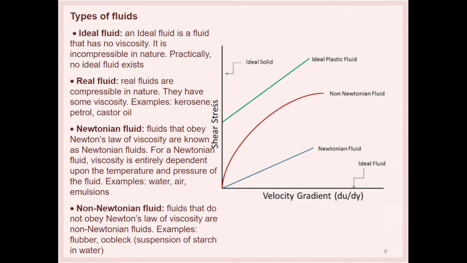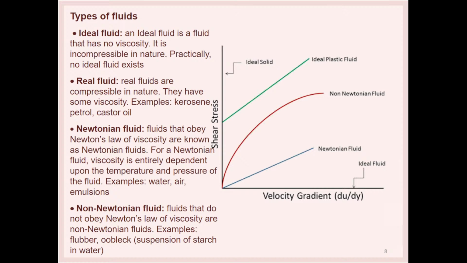The dynamic viscosity coefficient is characteristic for liquids classification. An ideal fluid is a fluid that has no viscosity. It is incompressible in nature, and practically no ideal fluid exists. Real fluids are compressible and they have some viscosity. In turn, the real fluids may be classified into two types.